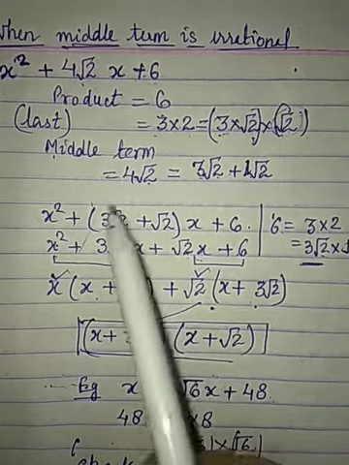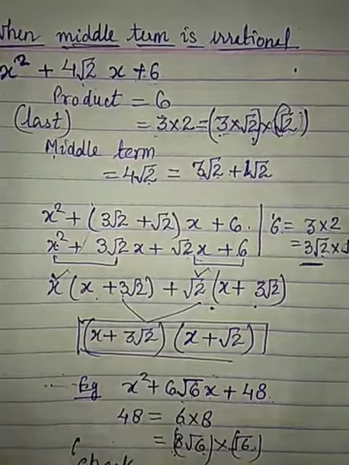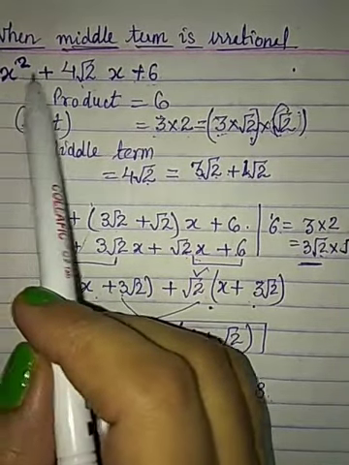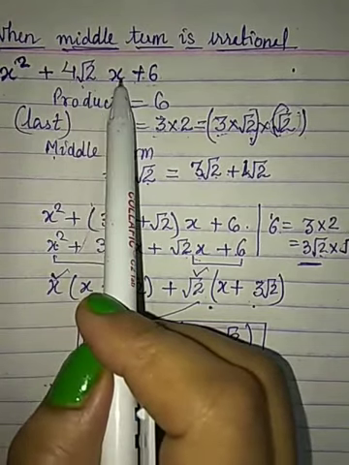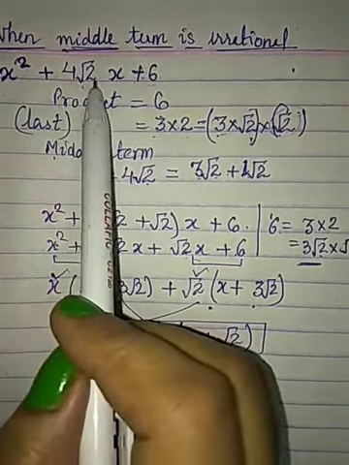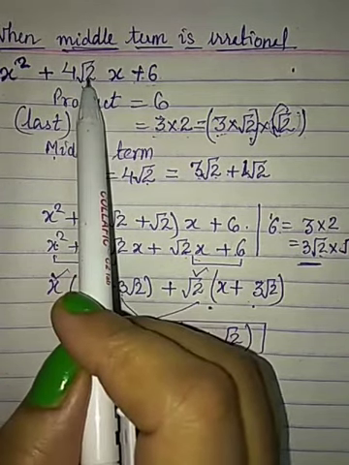Students, let us do another type of factorization. This is factorization part 2 that I am going to discuss. This is a quadratic equation, x square plus 4 root 2 x plus 6. In this quadratic equation we can see the middle term is in the form of surds. This is an irrational number.